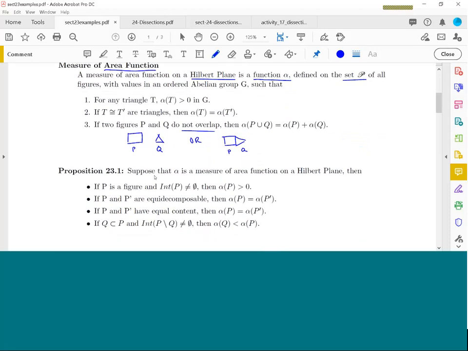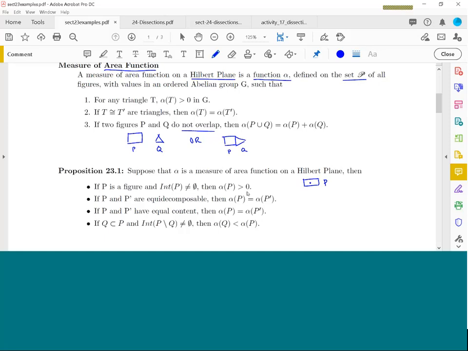Okay? So again, let's assume that alpha is our area function. We'll use that symbol for the rest of the course and previously when we were in classical geometry to mean area. We're going to go ahead and assume we're in a Hilbert plane. So here there are four things that can happen. The first one is, suppose P is some figure. Maybe you think triangle, maybe it's a rectangle. Okay? And the interior of this guy is not empty. So maybe it is something kind of like a triangle. So here's P, there's at least one point inside the interior. Okay? Then it turns out if you've got at least one point in the interior, the area of that figure P is going to be positive.